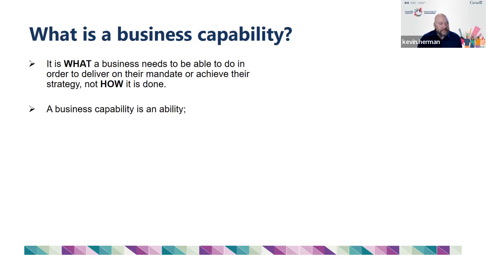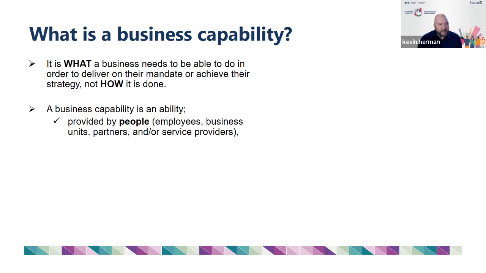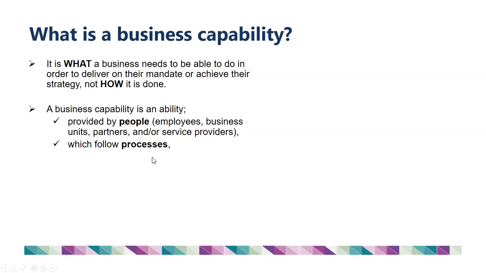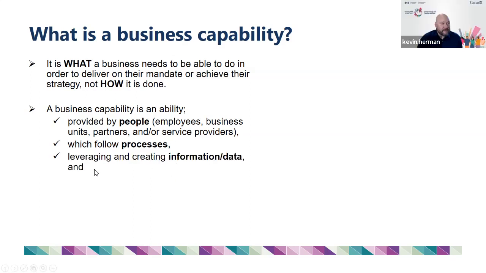A business capability is an ability. It's provided by people, so employees, business units, partners, or service providers external to the organization. It follows processes. It's leveraging and creating information and data, and it's enabled by technology. So all of these create the dimensions of the capability that we're looking for, essentially saying what parts of the operating model allow me to have this ability.